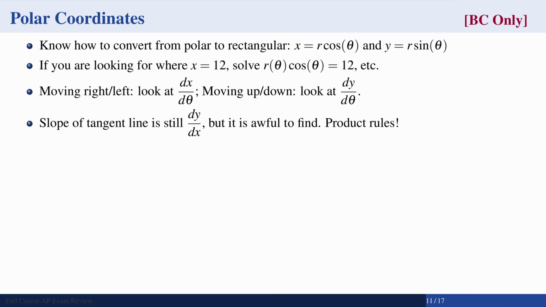The slope of a tangent line is still dy dx, but remember we basically wrote it as parametric, which means that's y prime over x prime. We wrote y as r of theta sine of theta, so that's a product rule, and we wrote x as r of theta cosine of theta, so that's also a product rule. So you find yourself using a lot of product rule.